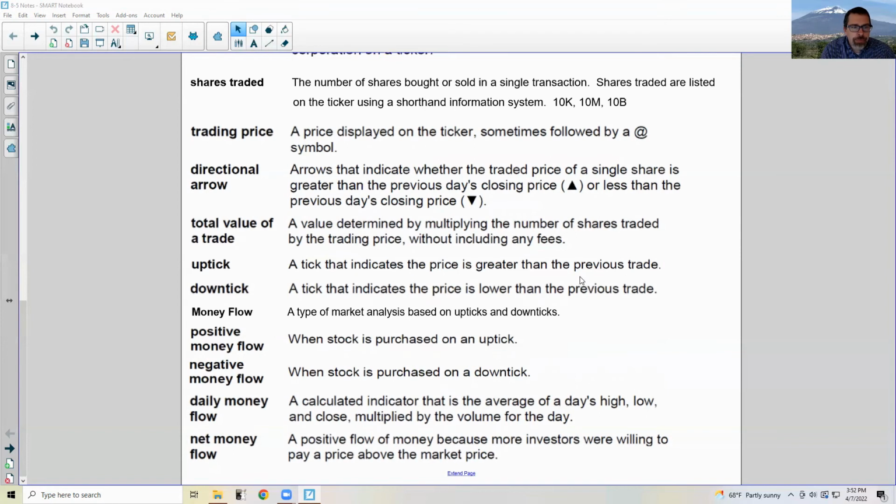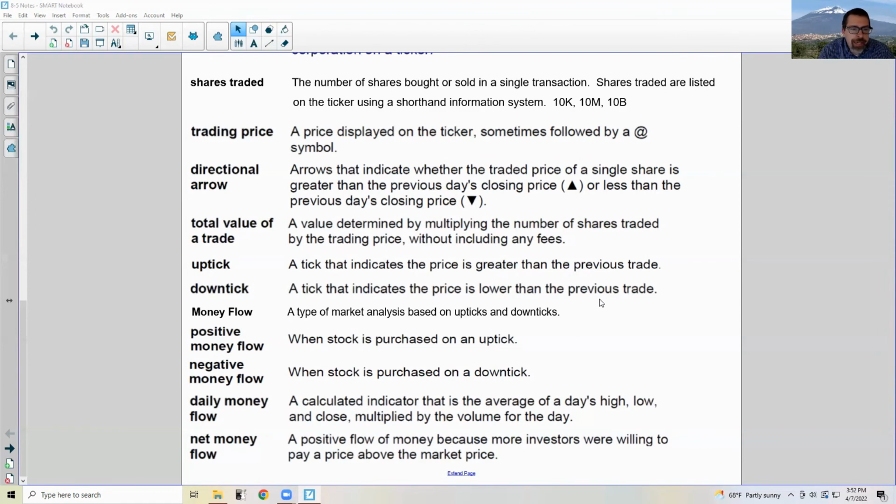Directional arrow, arrows that indicate whether the traded price of a single share is greater than the previous day's closing price, arrow up, or less than the previous day's closing price, arrow down. Total value of a trade is a value determined by multiplying the number of shares traded by the trading price without including any fees. That's the total value of the trade. You can't profit off of the fees to buy and sell.